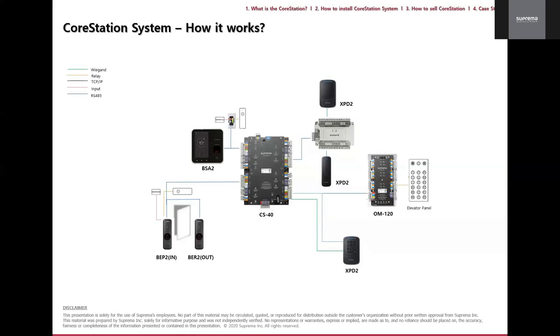As you see now, we now added the OM120 for a lift control in one system. So all you're doing is either RS-485 into the one reader, and then you're going to daisy chain to the other module there, OM120, to be able to control and be added all in one CoreStation.